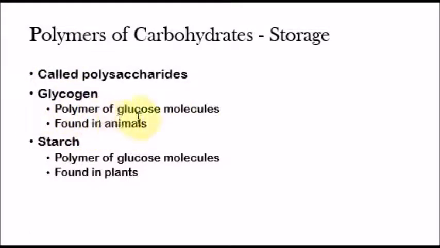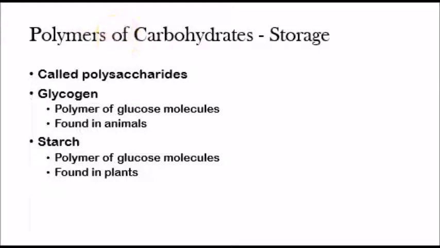So if you take multiple monomers, multiple monosaccharides, which are glucose molecules, and you bond them all together through dehydration synthesis, one of the polysaccharides you could get is glycogen, and it's a storage polysaccharide, meaning it's for energy, and it's found in animals. Okay. Now starch is similar to that. It's also a polymer of glucose molecules, and it's for storage. It stores energy for plants, not animals. Okay. So there's the respective carbohydrates for animals and plants.